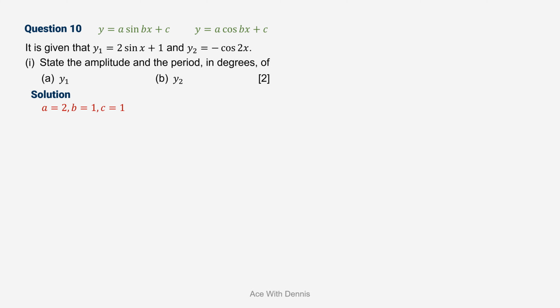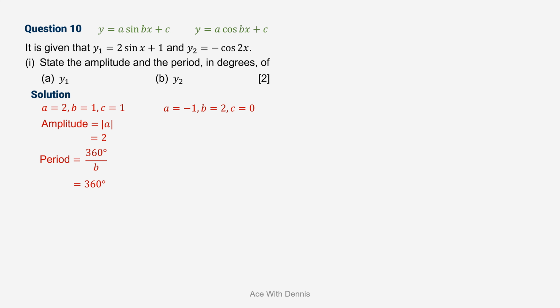Hence, for y1, the a is 2, b is 1, and c is 1. To determine the amplitude, we'll look at the absolute value of a. So for this case, the amplitude is 2 for y1. To find the period, we can use this formula, 360 degrees divided by b. So for this case, our b is 1, hence the period for y1 will be 360 degrees.